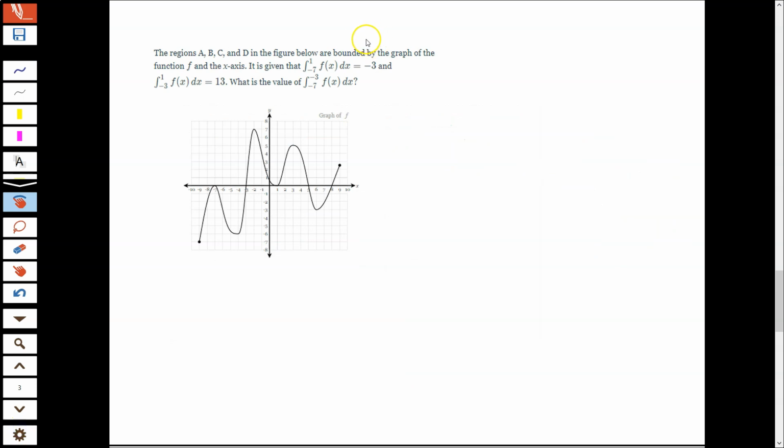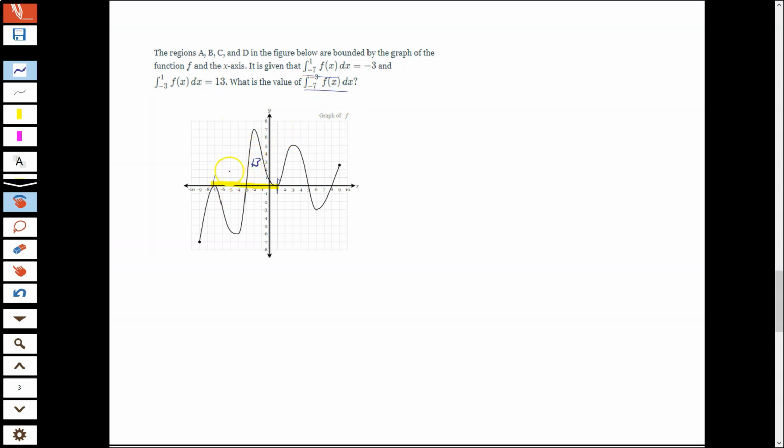Okay, so here's a similar problem to the last one. It's going to look just a little bit different though. Relies on the same fact about these integrals. So we're given now -7 all the way to 1. Okay, so I'm going to actually just highlight that. -7 to 1 is what we're given. And we know that that integral is in total -3. And then from -3 to 1 is 13.